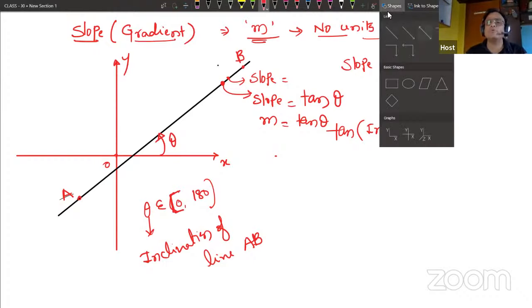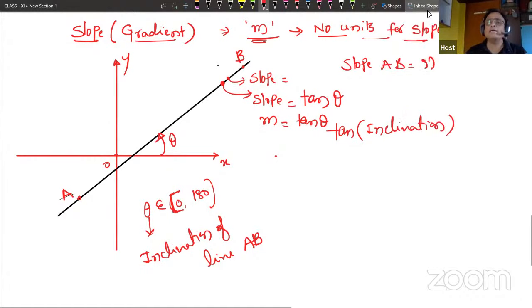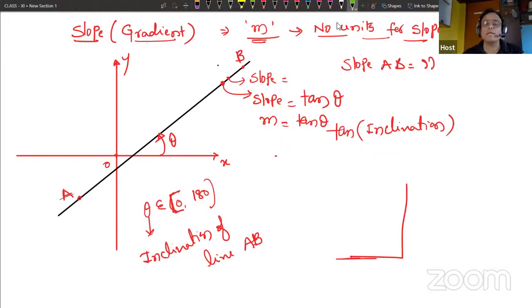Again, I'm going to give you one basic idea towards this. Look here. We have just drawn this shape, like horizontal and vertical. You know, this is called slope. Now try to understand. This is the slope, right? The green ink which I'm showing is this.